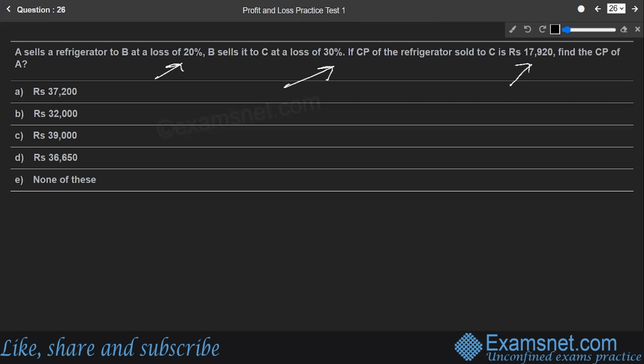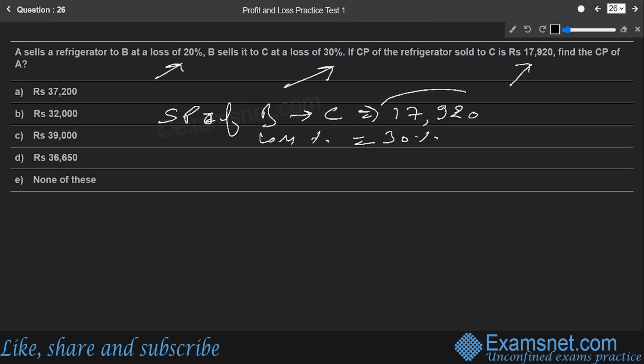So what has been given to us? They have given us the selling price when the deal has happened from B to C, that is 17,920 rupees. The loss percent has been 30%. So if the selling price is 17,920 and the loss percent is 30%, we can find out the cost price. And this will be the cost price that would be taken by B.